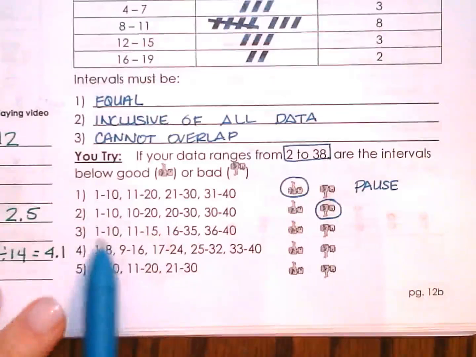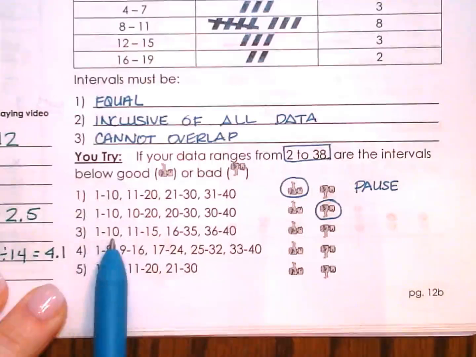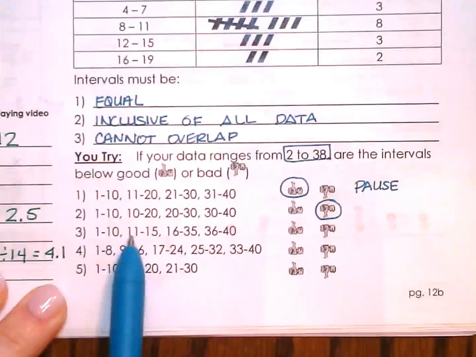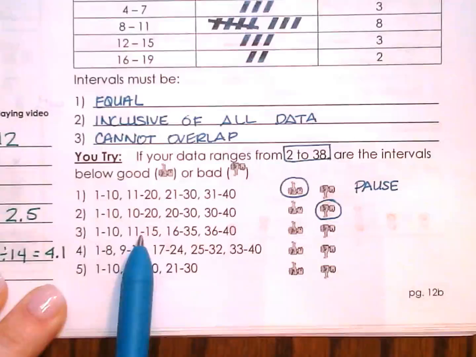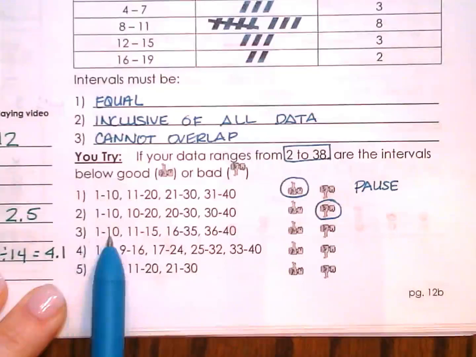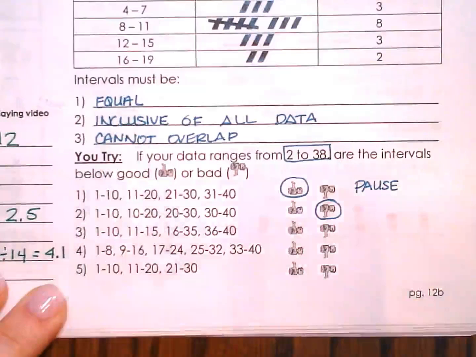Okay, in question number 3, this one goes from 1 to 10, which is 10 points of interval. But here we only go 11, 12, 13, 14, and 15. So this only represents 5 pieces of data, while this represents 10. Since they are not equal, this one is not a good set of data.